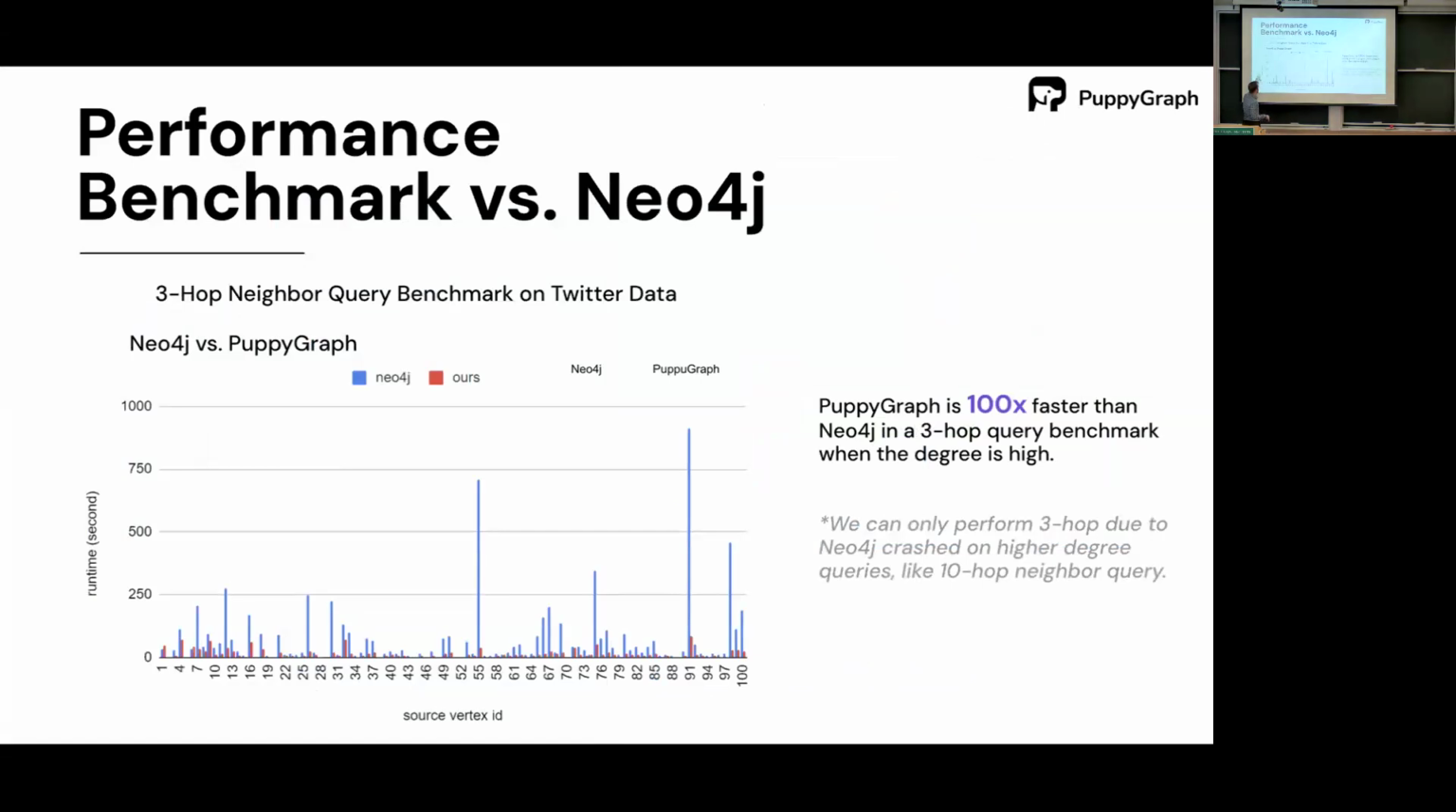So you can see here, here's the runtime in seconds. Neo4j is the blue bar, which means that's a higher runtime. And then this is a source vertex ID here as well. You can see that, for many of you in the back, you probably can't even see the little red marks here. And that's how fast our query engine was able to execute on it versus Neo4j.